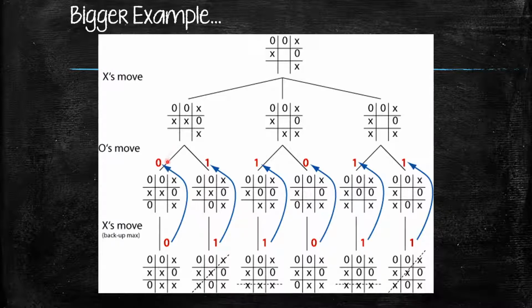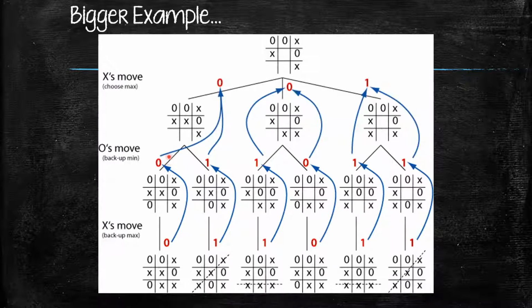So O is always going to choose the smaller value. If we look here, O chooses 0 in this branch, so it moves 0 up here. It chooses 0 on this branch, so it moves 0 up here. And in this case, it doesn't matter. They're both 1, so O just picks one and moves it up.